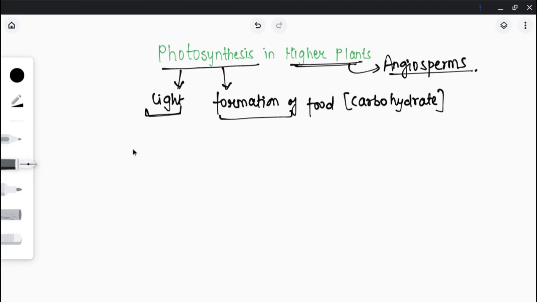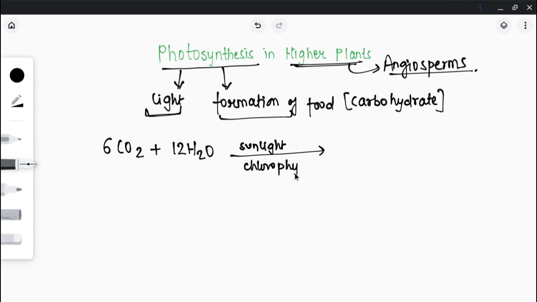Now, from the very early classes, we know the reaction 6CO2 plus 12H2O, in the presence of sunlight and chlorophyll, will give rise to glucose, that is C6H12O6, plus 6O2, oxygen will be released out, H2O, and some amount of energy. So this simple reaction of photosynthesis is actually not that simple, because now we have to learn how photosynthesis is actually going on.